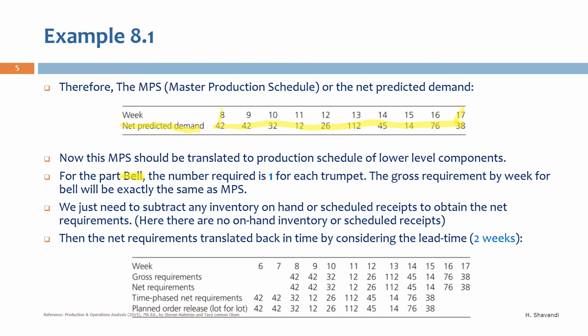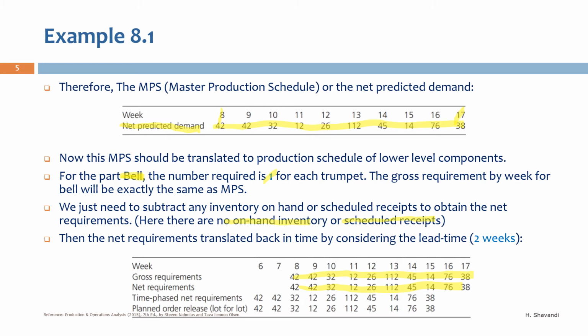The quantity of bale that we need to produce one trumpet is 1 here. Because of that, the gross requirement will be exactly the same as the net requirement of trumpets. And here we are assuming that there is no on-hand inventory or scheduled receipts. So the net requirement will again be the same as the gross requirements, as you see here. Okay. And now we are done with the calculation of quantities.